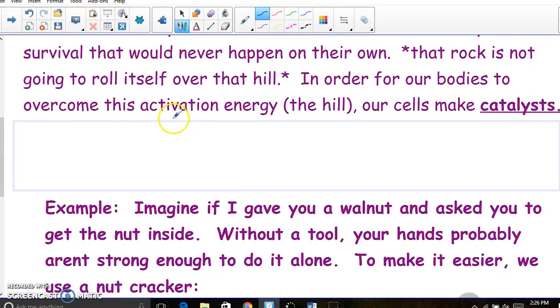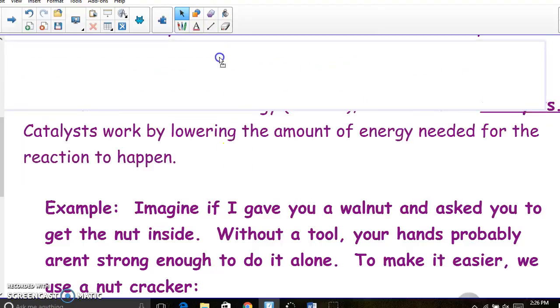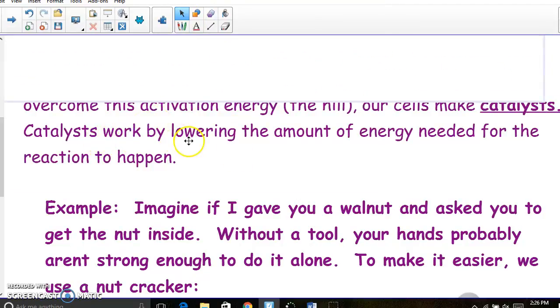So in order for our bodies to overcome this activation energy, our cells make catalysts. And catalysts work by lowering the amount of energy needed for the reaction to happen. And what do we call that amount of energy needed for the reaction to happen? We call that activation energy. So catalysts work by lowering the activation energy. They make it easier. So here's the example I like to use.